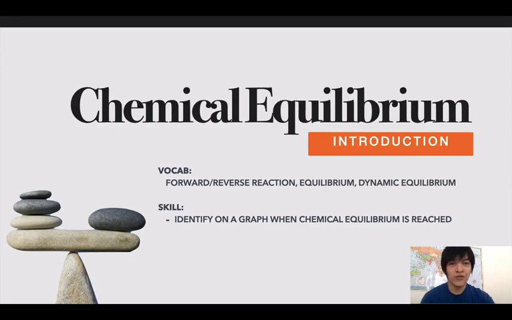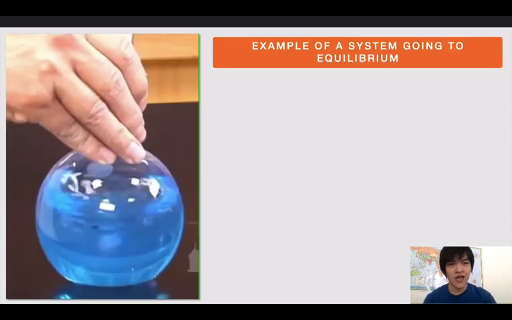In this video, we're going to be introduced to a few words that pertain to chemical equilibrium. We'll also be able to identify on a graph when chemical equilibrium is reached. We have an example of a chemical reaction going to equilibrium here.